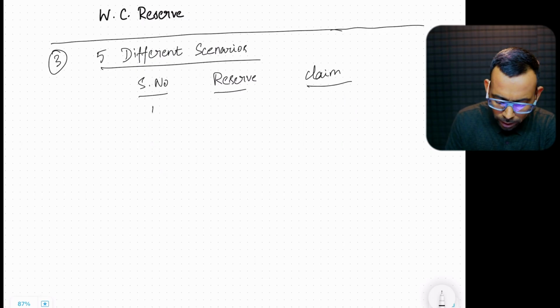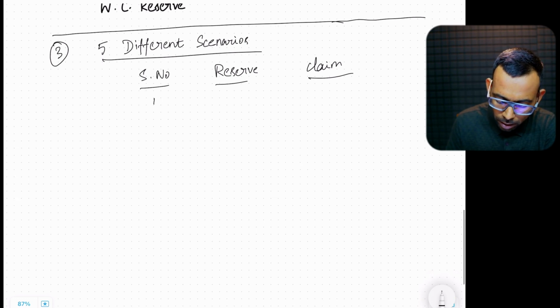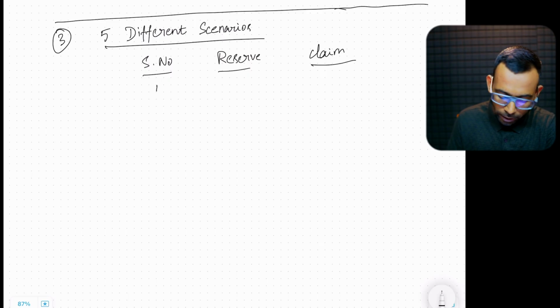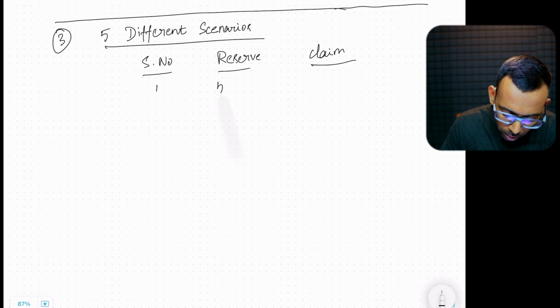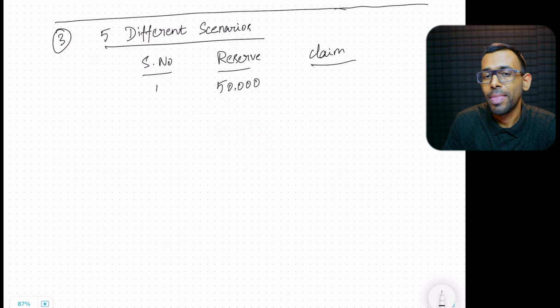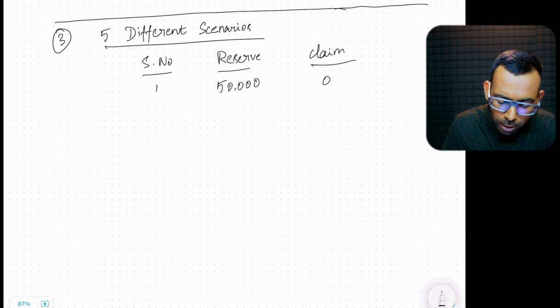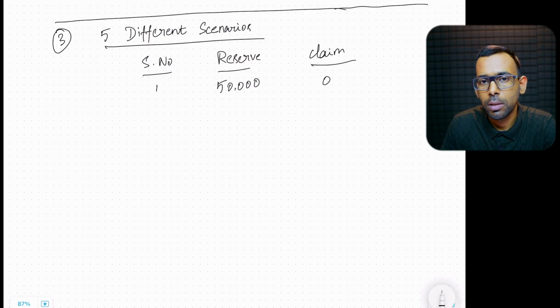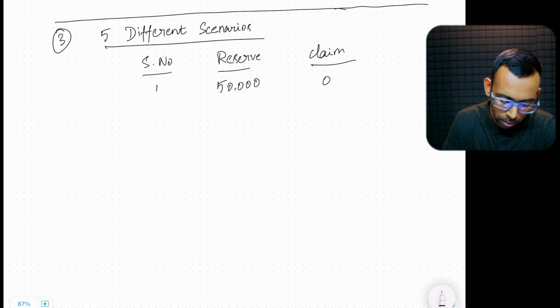In the question, you can expect 5 different scenarios. Anything can be asked from among these 5. So scenario number 1, reserve amount. Let's say the firm had 50,000 rupees of reserve and there was luckily no claim against the firm. So nothing happened to the workers, everything is going fine. So no need to panic, nothing happened.